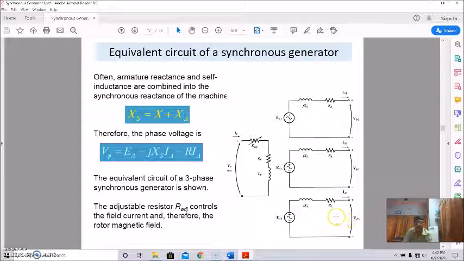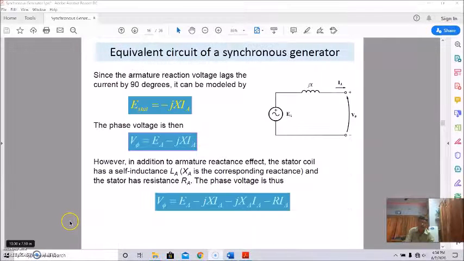So I think this is all about it. In addition to the armature reactance effect, the stator coil has a self-inductance LA, and XA is the corresponding reactance, and the stator has a resistance RA also. Therefore, the phase voltage, as I told you, will be the internal generated voltage or excitation EMF, minus jXIA.